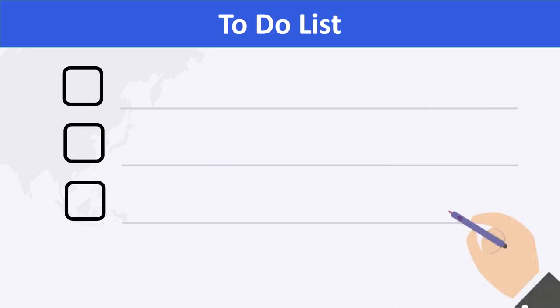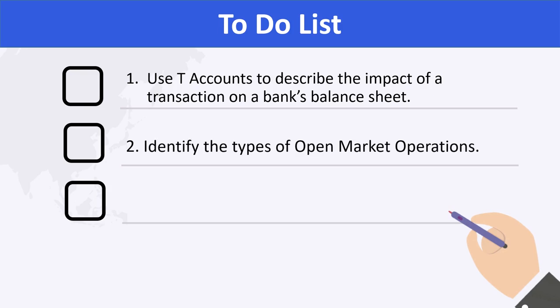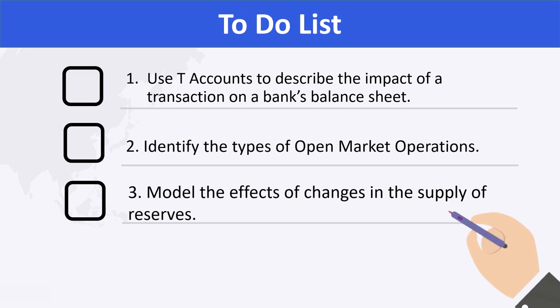After viewing this segment, you should be able to: 1. Use T accounts to describe the impact of a transaction on a bank's balance sheet. 2. Identify the types of open market operations. And 3. Model the effects of changes in the supply of reserves. Let's get started.